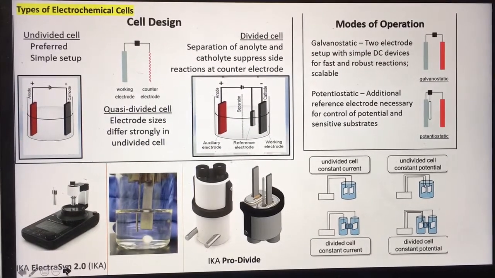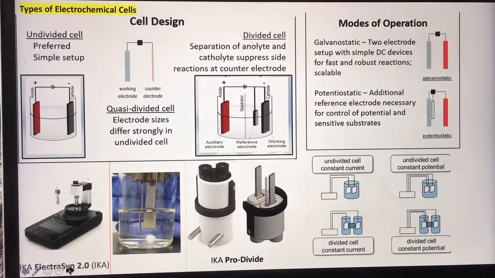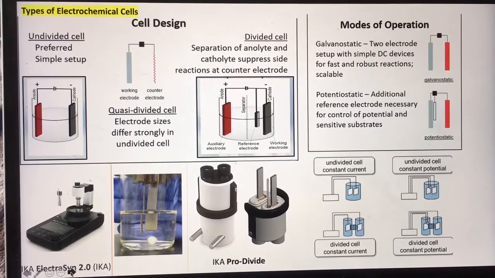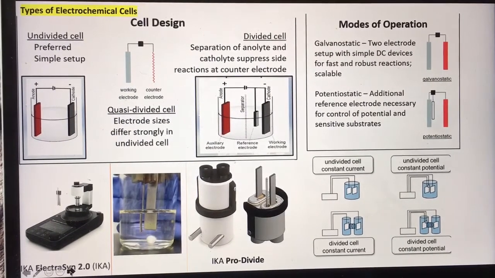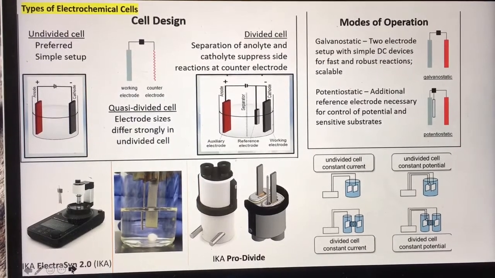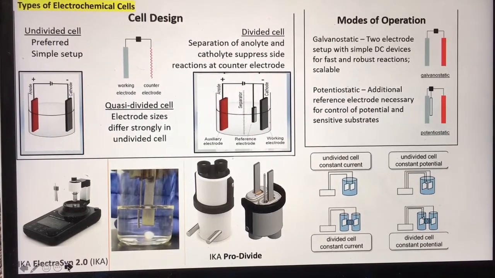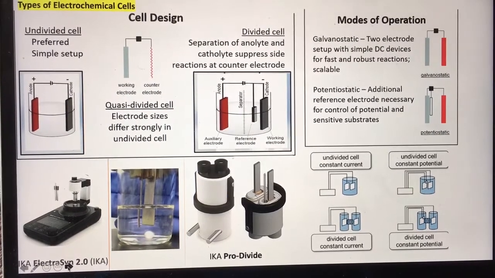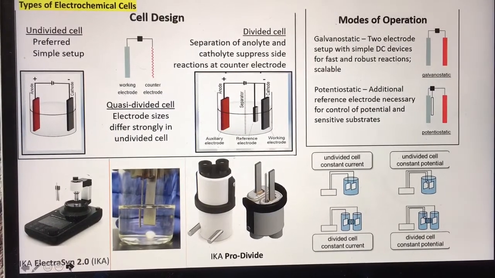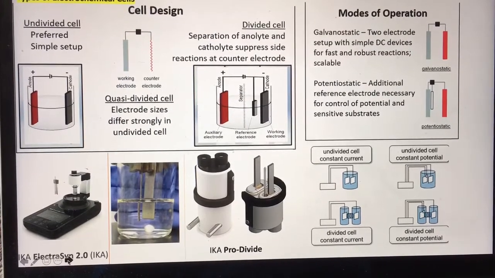Third type is the quasi-divided cell. A cell design that combines characteristics of a divided and an undivided cell is realized in a quasi-divided cell. The success of the quasi-divided cell design is realized by two electrodes which have significantly different surface areas, and galvanostatic electrolysis under rather low current, like 10 milliampere, is preferred.